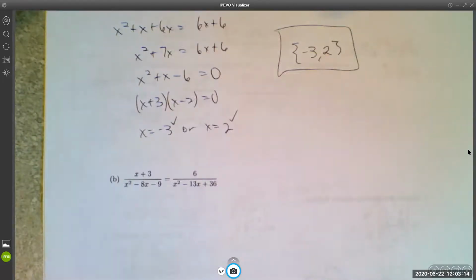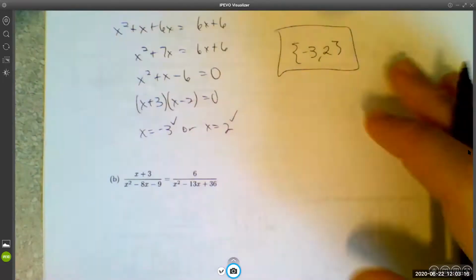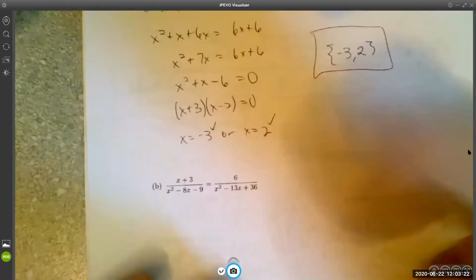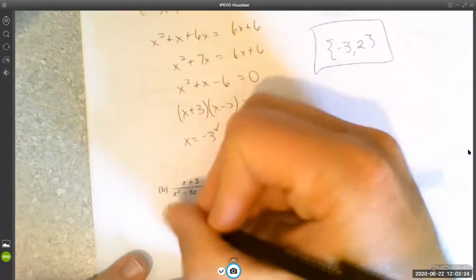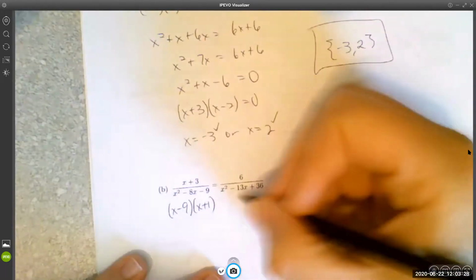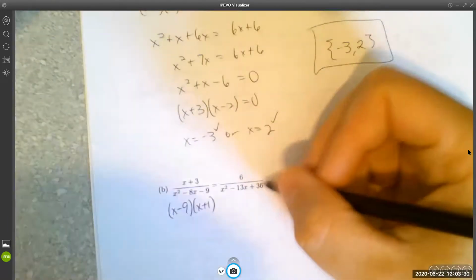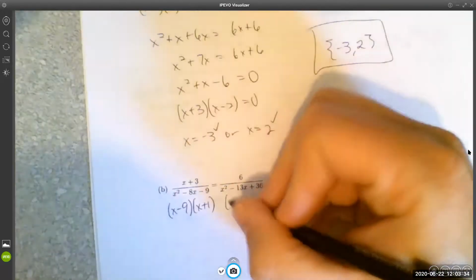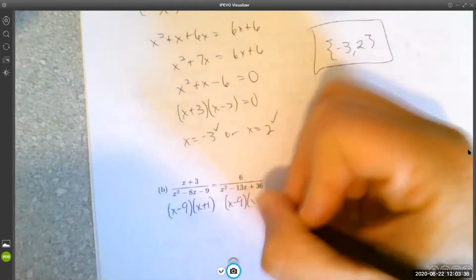Okay. Here's another example. On this one, before we can even figure out what the LCD is, we're going to need to factor these denominators. So this one's going to be x minus 9 times x plus 1. This one's going to be, oh, what is this one going to be? 9 and 4, I think, will get us to 13, right? So I'm thinking x minus 9, x minus 4.